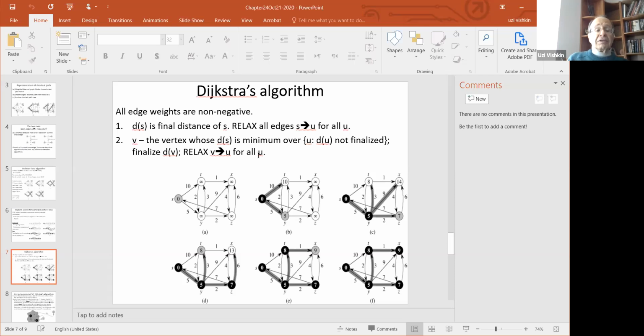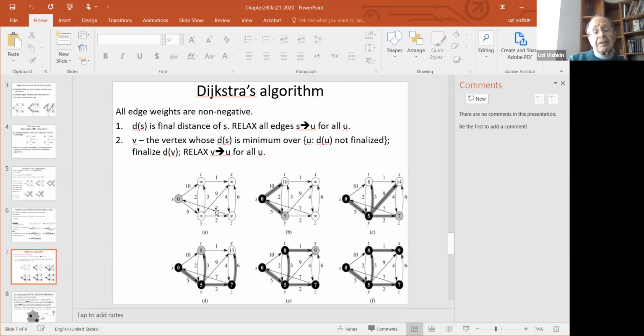Now that you know that we are going to finalize the distance to one vertex at a time, let's see how step 1 goes. In step 1, we just finalized the distance to the source node. We declared it as 0. Now we go over all the edges that depart node S to any vertex, and we relax them. You can see that right here under step A.